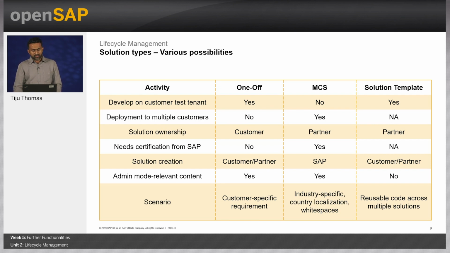There is certain admin mode relevant content that we already saw in the previous units and weeks, which is relevant for both one-off and MCS, but in case of a solution template this is not required. As you can see, there are several scenarios. For one-off it is a very specific customer requirement that you are addressing. In case of a multi-customer solution, it is an industry specific requirement, country localization or white space, as I have already mentioned in the earlier slides. In terms of solution templates, it is basically reusable code across multiple solutions.